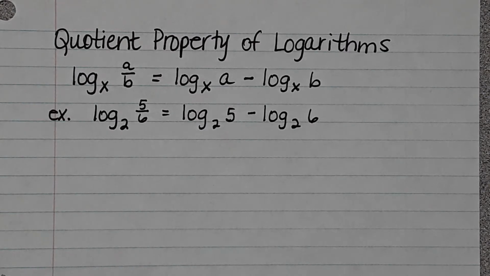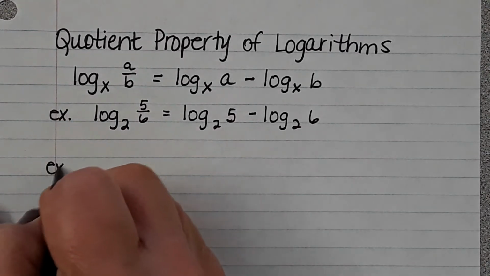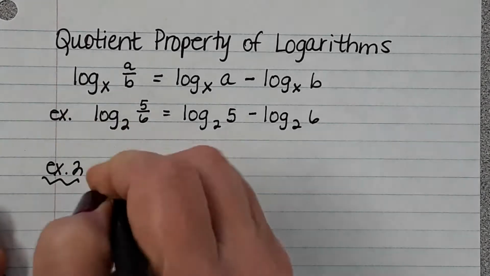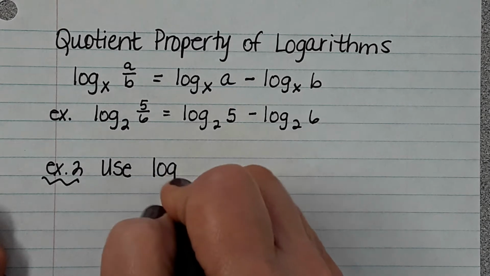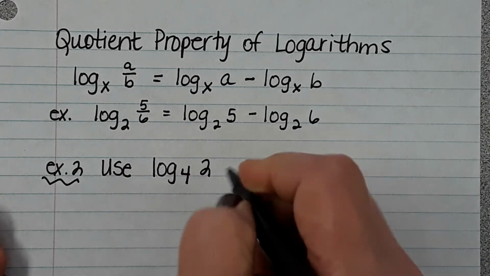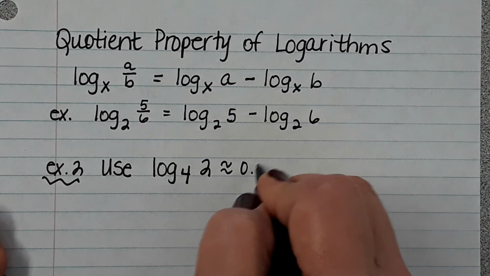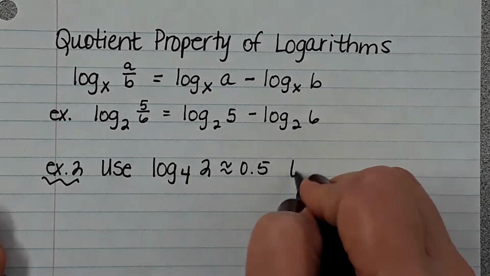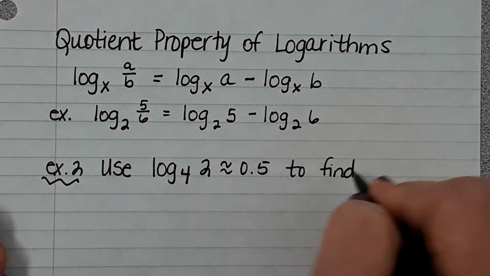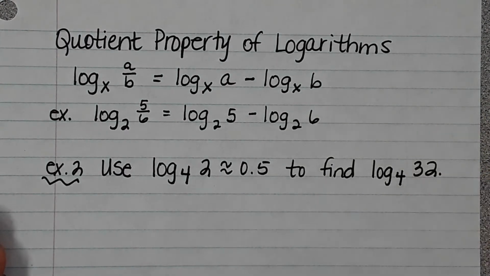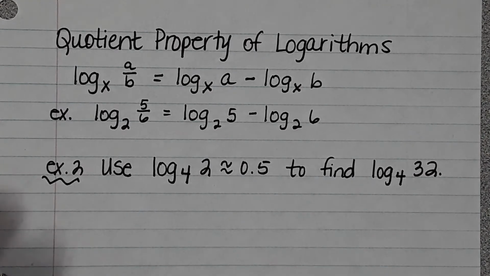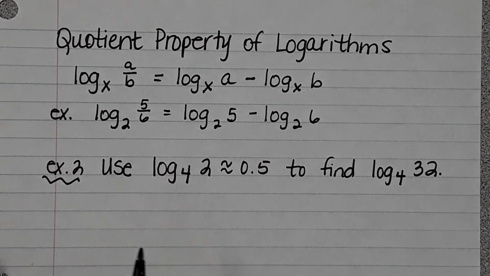Okay, so we did not do example 2 yesterday, so we're going to do example 2. So in example 2, it says use log base 4 of 2, and that approximately equals 0.5. And they want us to use that to find log base 4 of 32. Okay? So we've kind of done these already, but they're giving us a very specific thing to use.